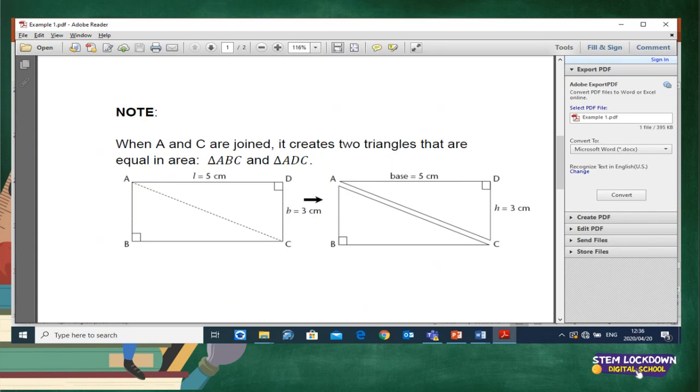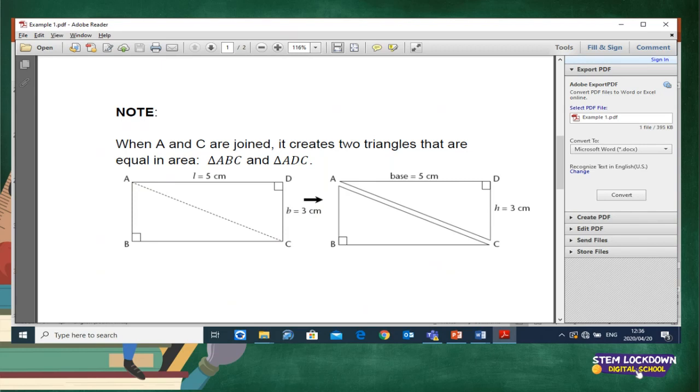It means you divide 15 by 2, because the triangle is half of the rectangle. Or you can simply say half of 15. Half of 15 is 7,5 square centimeters. So you can see that each triangle will have the area of 7,5 square centimeters. That is what you'll have.